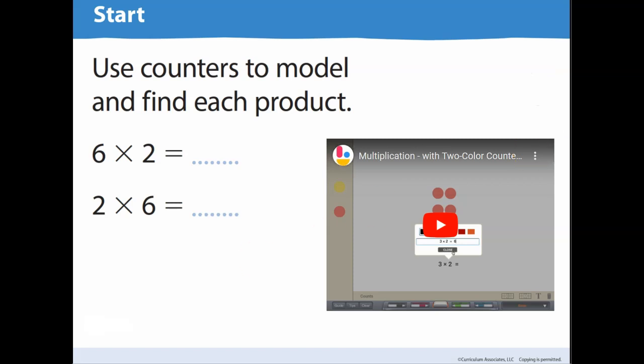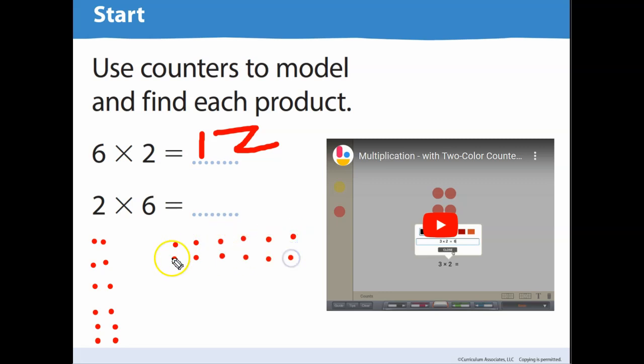So if I have 6 times 2, well, if I have counters, that means I have 2 groups of 6, right? And then I just count them all. I get 12. If I have 2 groups of 6, that means it's like this. And I still get 12.